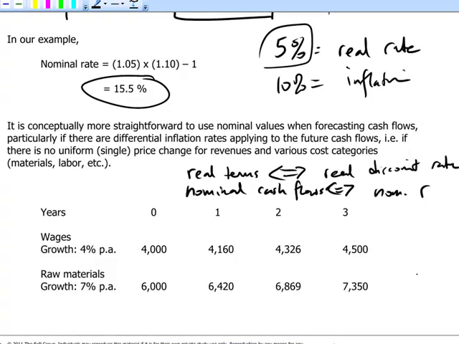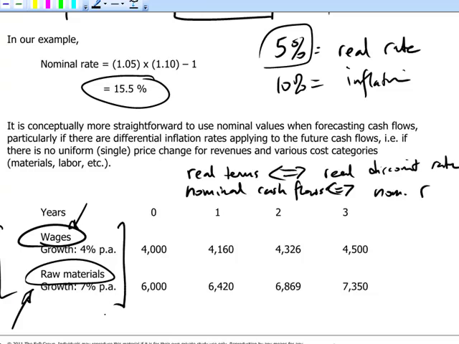Typically in exam questions, we will have different rates of growth for different categories of costs. Wages, for example, may go up by a different rate than raw materials. We have seen, for example, that in the jobless recovery in the current economic crisis, unemployment being quite high, wages growth will have been more reduced, but with the recovery, raw materials costs have gone up quite substantially. So this is not unusual to see differential rates of growth. When we have this phenomenon, the forecasting of cash flows is best done in nominal terms.